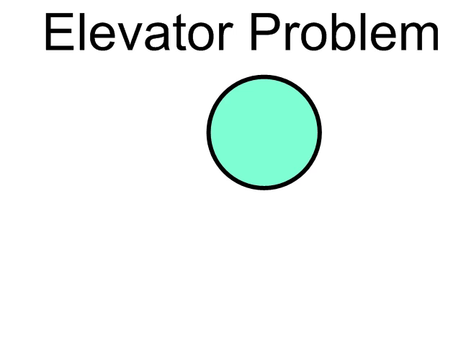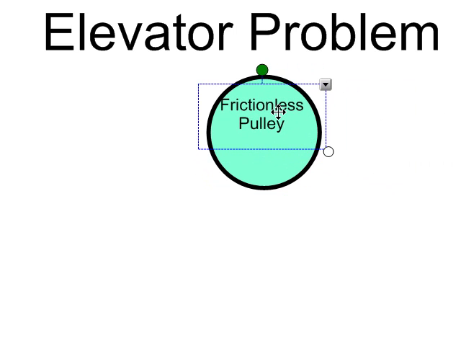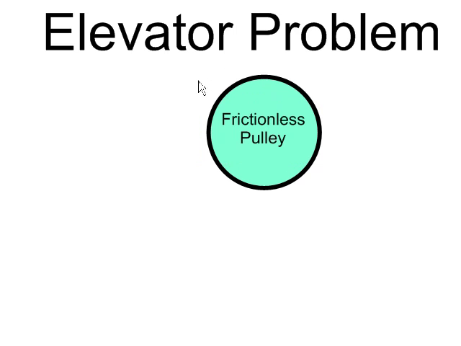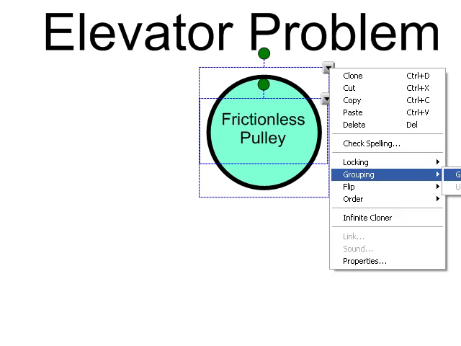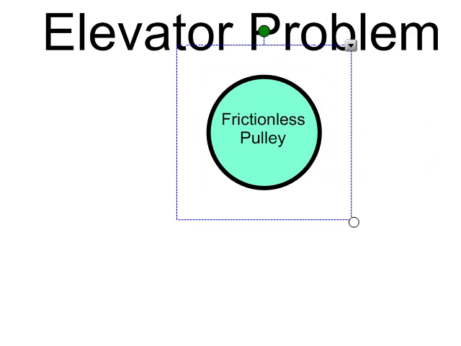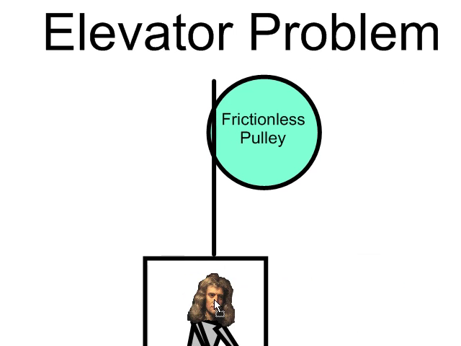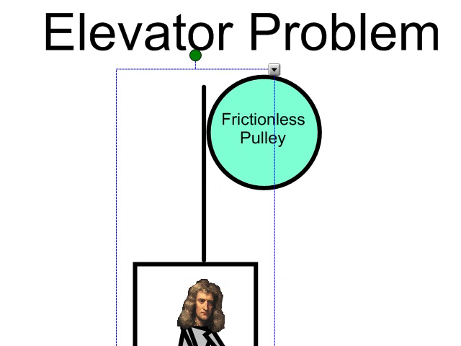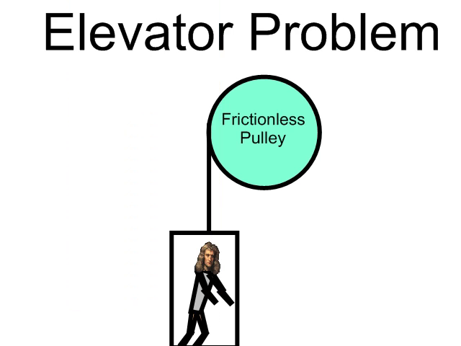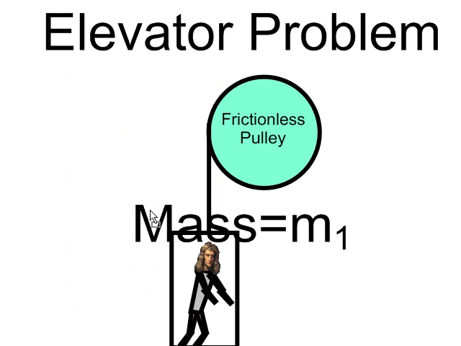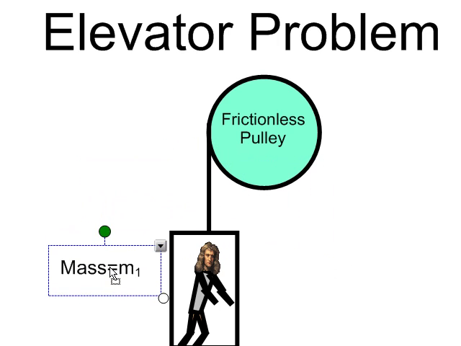So we start out with a frictionless pulley. As usual, we're going to simplify the system as far as we can, and by making that pulley frictionless, we can look at some of the simpler things that we need to do. So let's introduce our elevator, and of course we have a rider, and that rider is none other than Isaac Newton. And naturally Isaac has a mass. Isaac and his elevator car have a mass of m1.